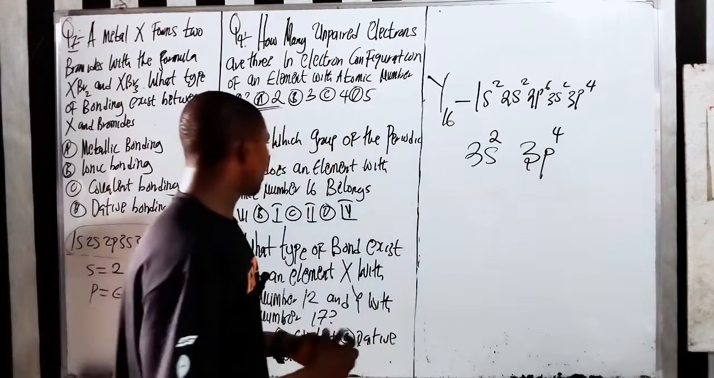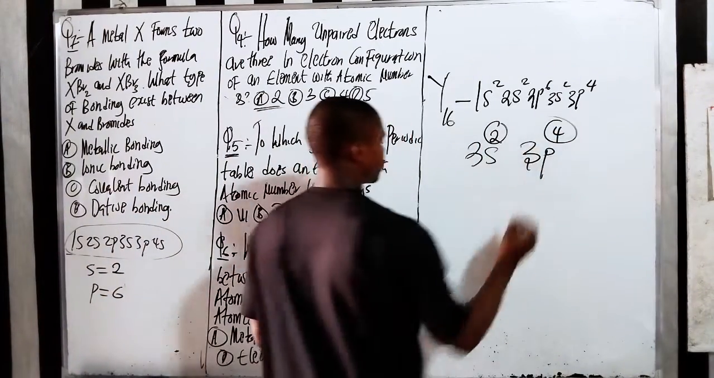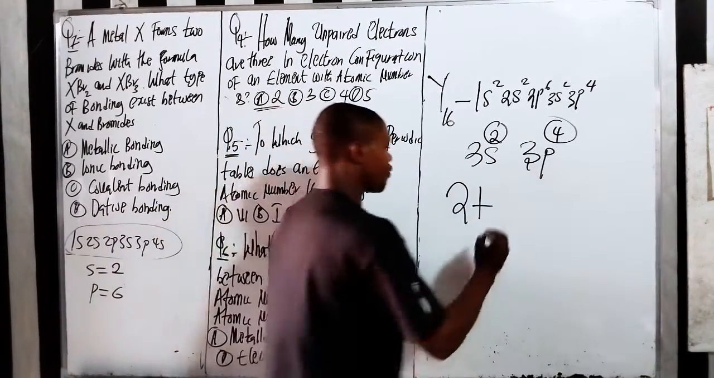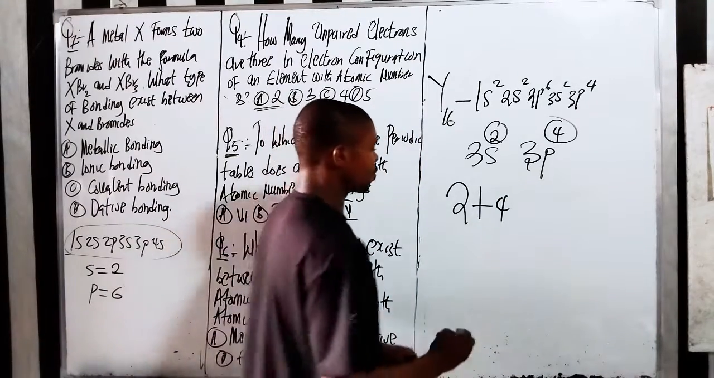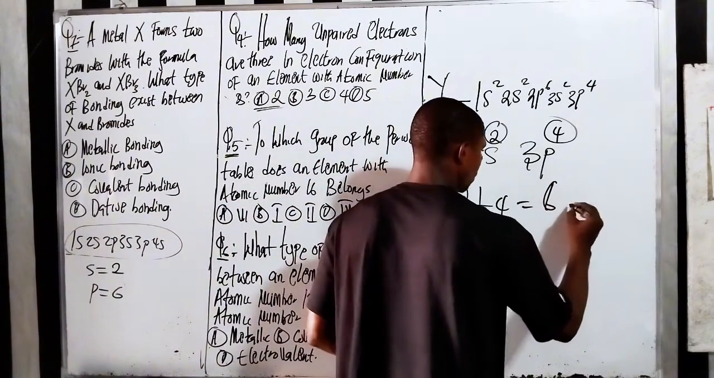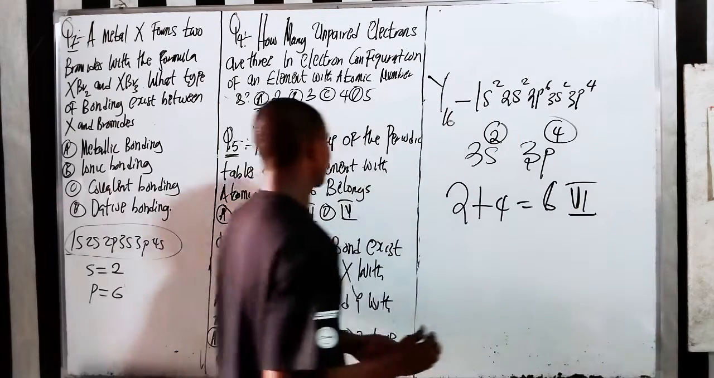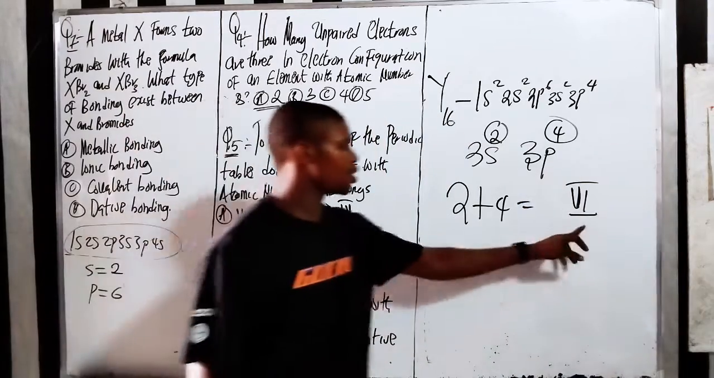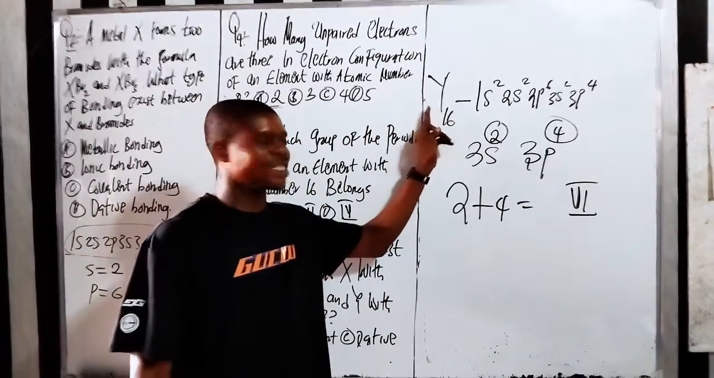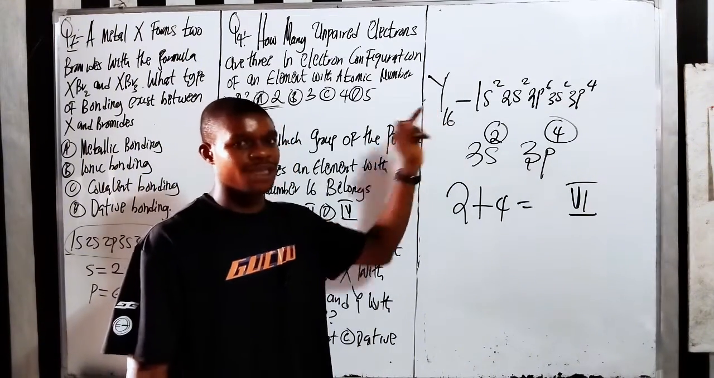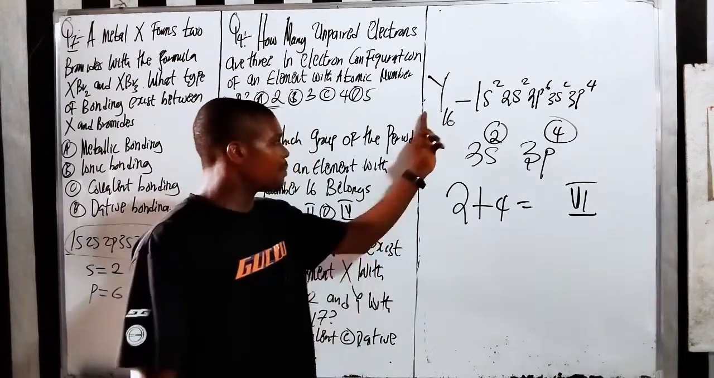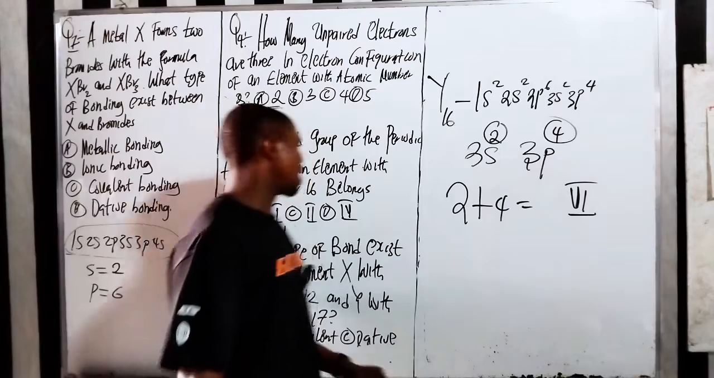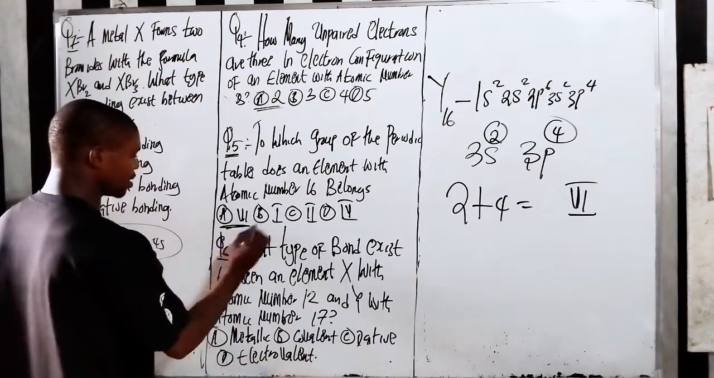Now, to get the group, you sum their electron numbers. How many electrons do you have in s? 2. How many electrons do you have in p? 4. 2 plus 4 is 6. So it's going to be 6, written in Roman numerals. If you go and check the periodic table, the element with atomic number 16 is sulfur, and it belongs to Group 6. So the answer is Group 6A.